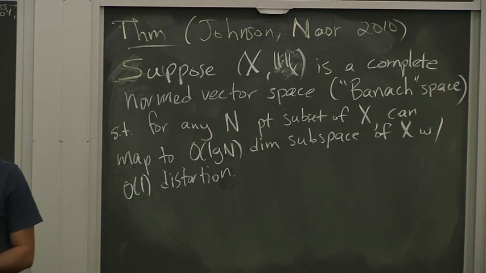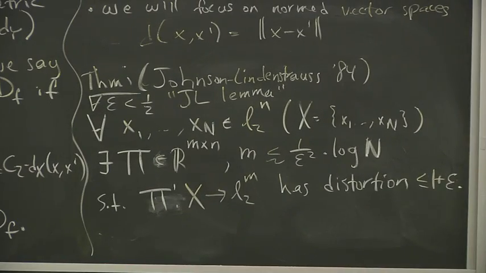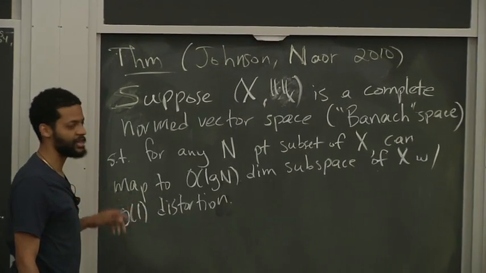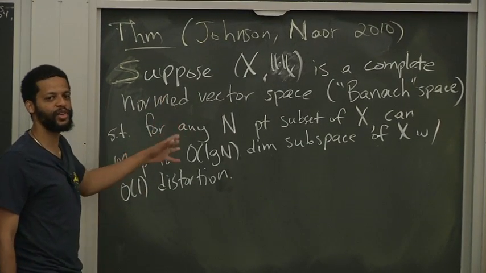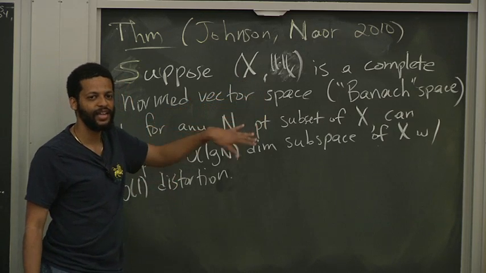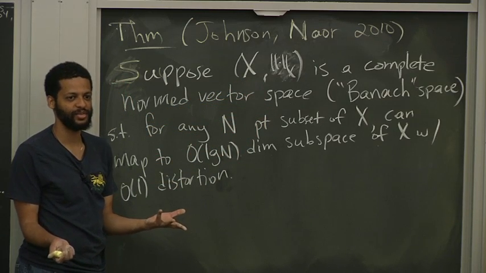It says that for any n-point subset of L2, you can map it to a log n dimensional subspace with constant distortion. So suppose you had a vector space such that for any n-point subset you can map to a log n dimensional subspace of X with constant distortion. Then what their theorem says is that this norm space X is almost the same thing as L2.